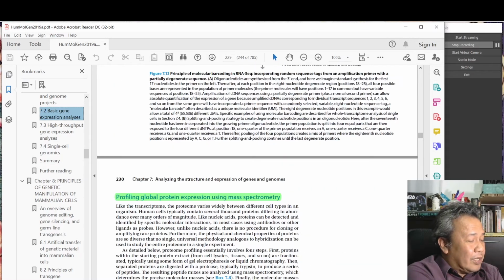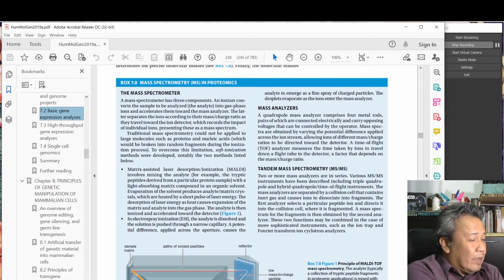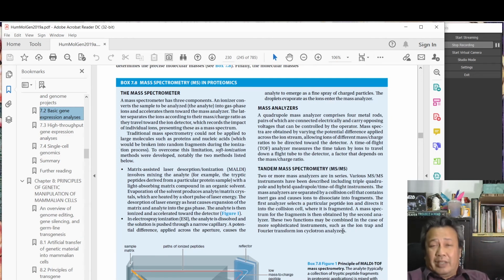Some notes on how this is done. Interesting. This is mass spectrometry. This is for groups that study proteins.